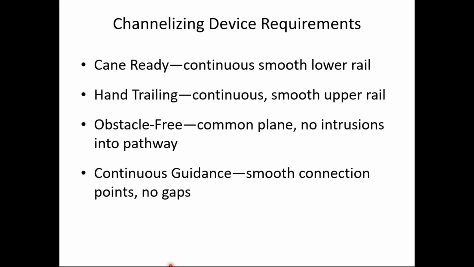So just as a summary of the channelizing device requirements, it should be cane ready, meaning a continuous smooth lower rail that's detectable by the cane. It should have hand trailing capability, meaning a continuous smooth upper rail that's free of rough surfaces or nails or splinters, that type of thing. It should be obstacle free, with no protruding objects into the pathway. And the connections need to be smooth to provide continuous guidance. There shouldn't be gaps between the devices.